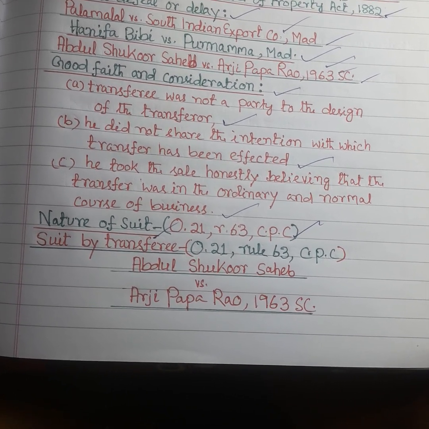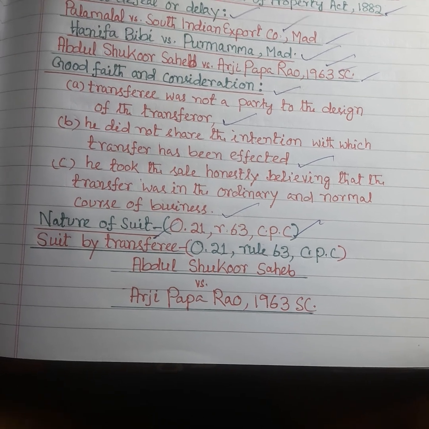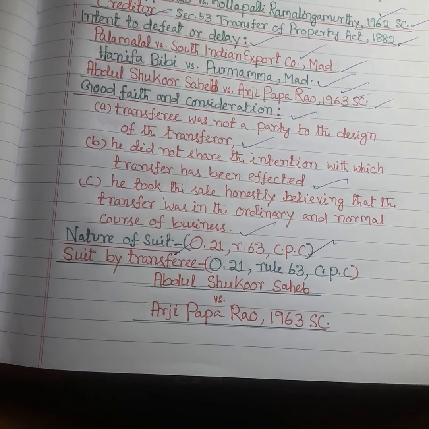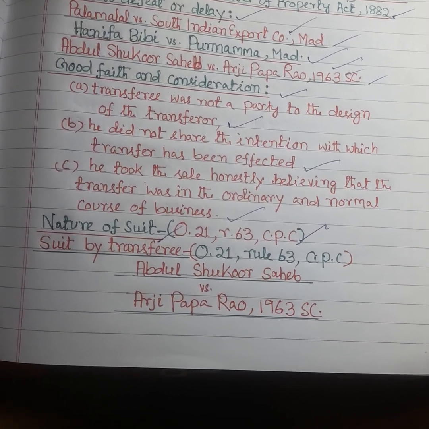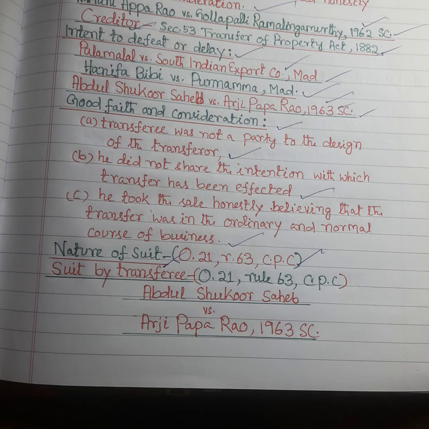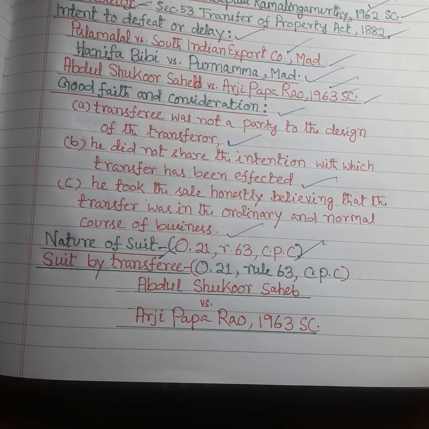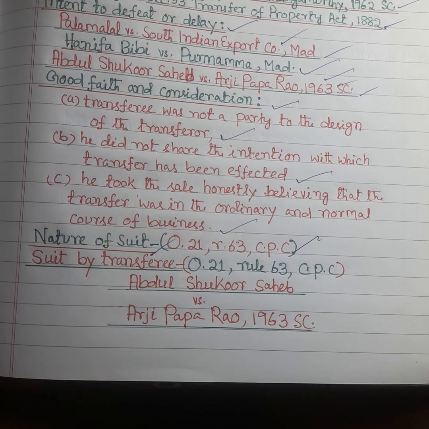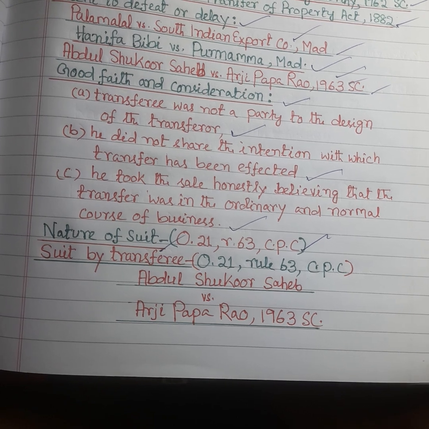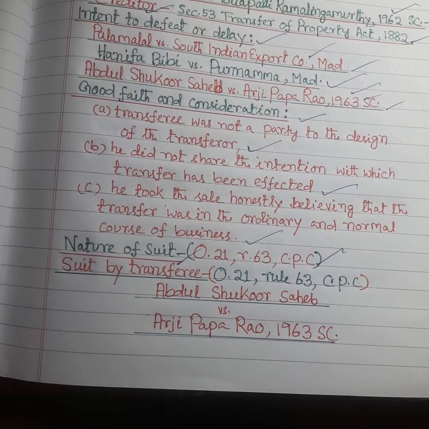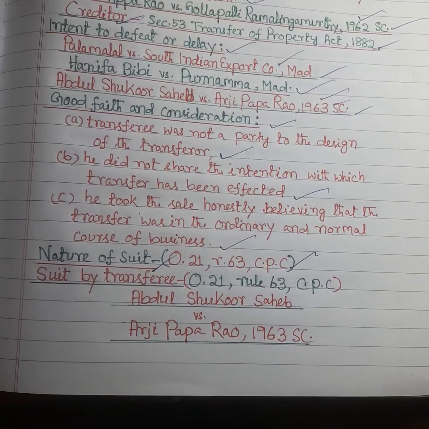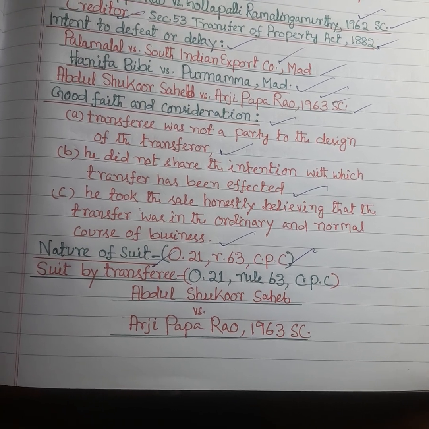The issues to be framed are: was the transfer made with intent to defeat or delay the creditor? And secondly, if so, was the purchaser from such a debtor a transferee in good faith and for consideration? So the onus of proving the first issue lies on the creditor, and if that is established, the onus of proving the second issue is on the transferee.